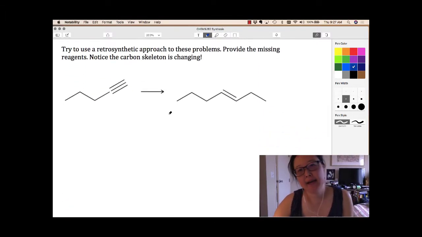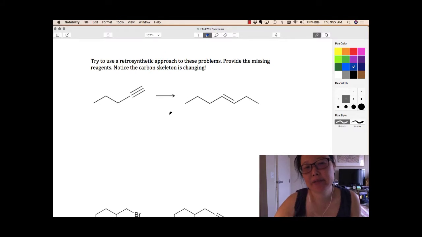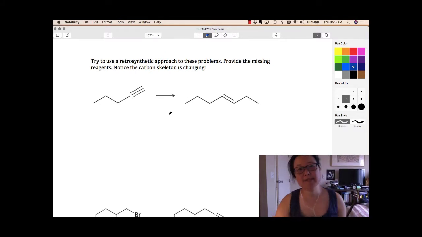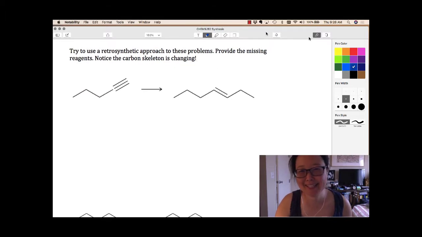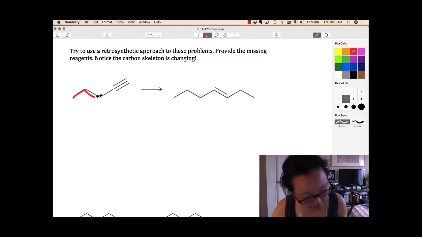Okay, and now let's do some practice with the retrosynthetic approach because this is very useful. Okay, so it might be a little painful at the beginning, but the more synthesis you do, the more you'll appreciate this. So I'm counting these carbons, 1, 2, 3, 4, 5. Okay, and I think it comes from these.